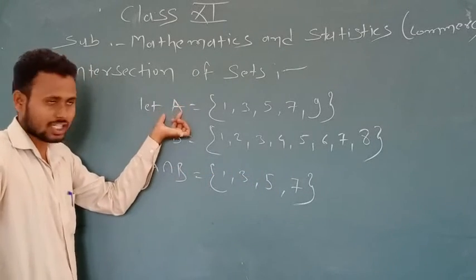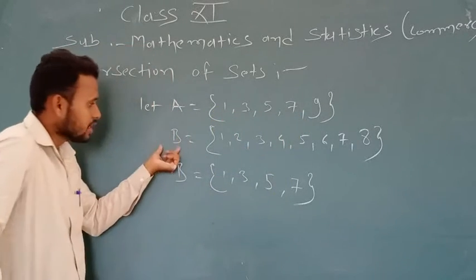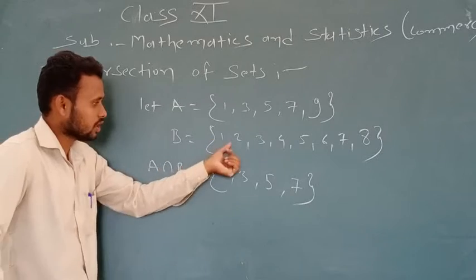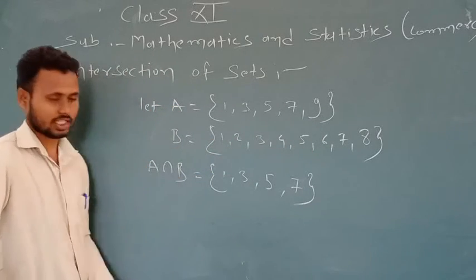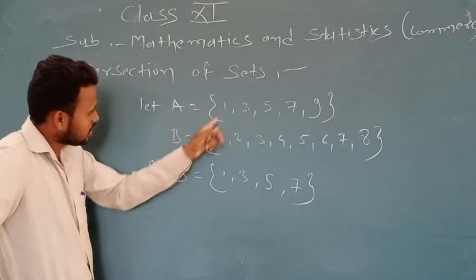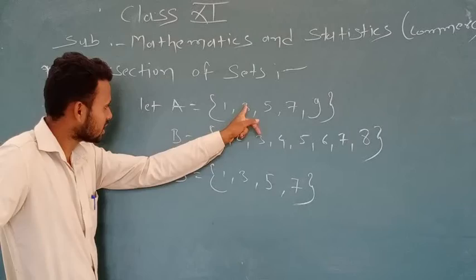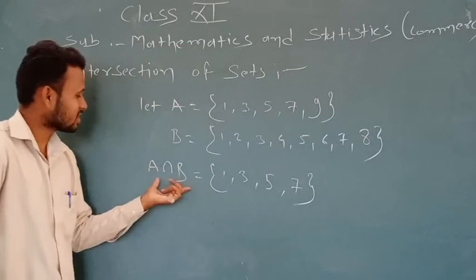Okay. A equals the set containing the elements 1, 3, 5, 7, 9 and B equals the set containing the elements 1 to 8. Then A intersection B equals the set containing all elements which are both in A and B, means 1, then 3, 5 and 7. This is the intersection of two sets.